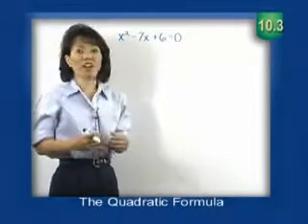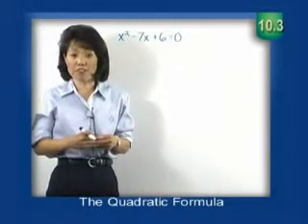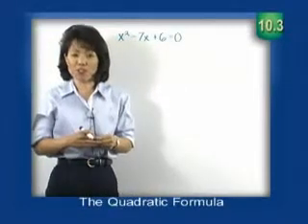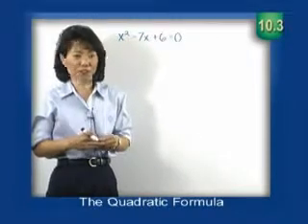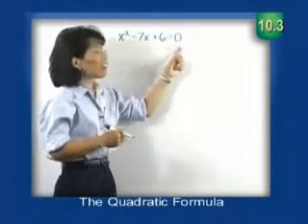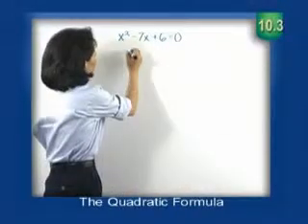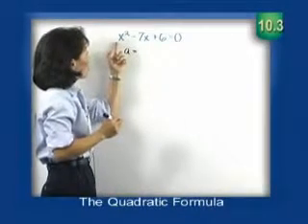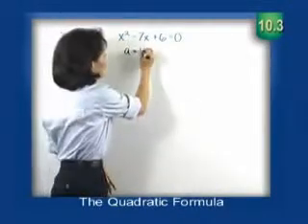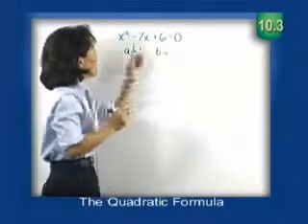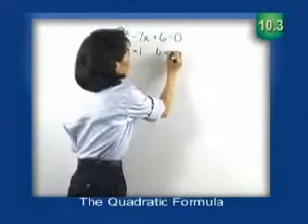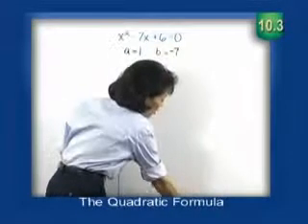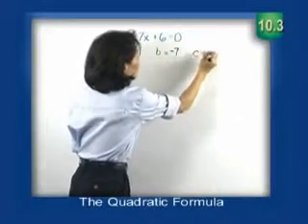Now you should have memorized by this time the quadratic formula. Remember, in order to use the quadratic formula, first of all, you must make sure that your equation is in standard form. We can check and see that it is. Once it is, we need to identify the values of a, b, and c. A is the coefficient of the squared term. In this case, that's 1. B is equal to the coefficient of the linear term. In this case, that's -7. And c is equal to the constant term at the end, which in this case is 6.